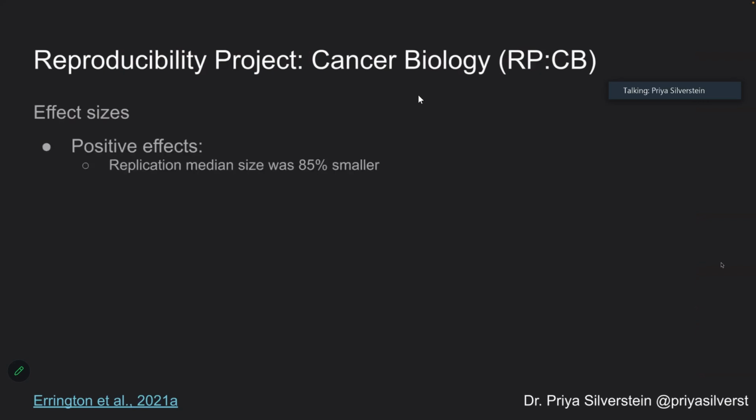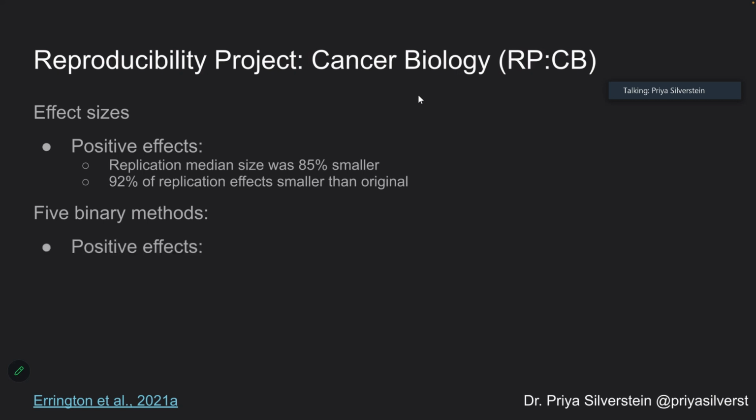So for positive effects, the replication median effect size was 85% smaller than in the original study. And for 92% of replications, the effects were smaller than the original. And then they also had these kind of binary methods of assessing whether or not the effect replicated, as well as the effect size measures.